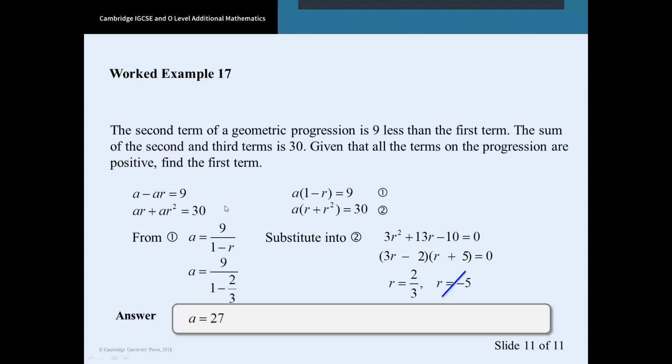So if my a is a positive number, if I were to use a negative value for my common ratio, there might be a chance that I will be getting negative terms in my progression. So back to the question, they're asking us to find the first term. So what is my a? Sub my r equals to 2 over 3 back into this equation. We have a equals to 9 over 1 minus 2 over 3. You get an answer of a equals to 27.